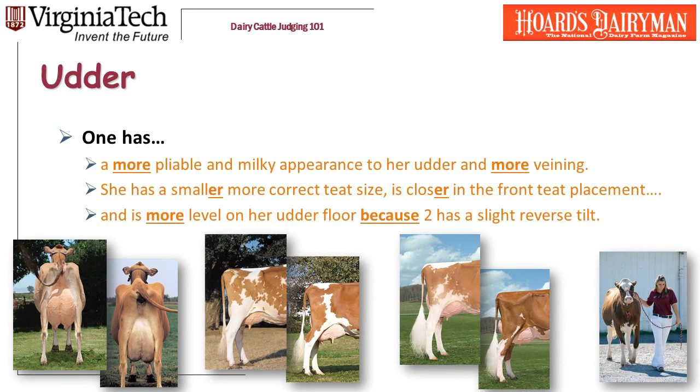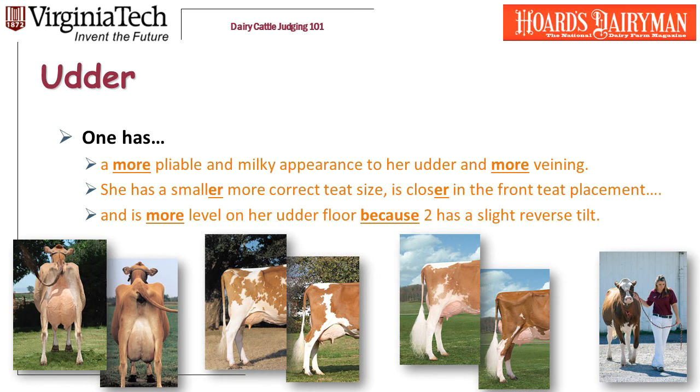Udders are awfully important, and there's a lot that can be wrong with them. So we've got still one more slide, one more way of talking udders. This is Kayla. 1 has a more pliable and milkier texture to her udder and more veining. She has a smaller, more correct teat size, is closer in the front teat placement, and is more level on her udder floor because 2 has a slight reverse tilt.